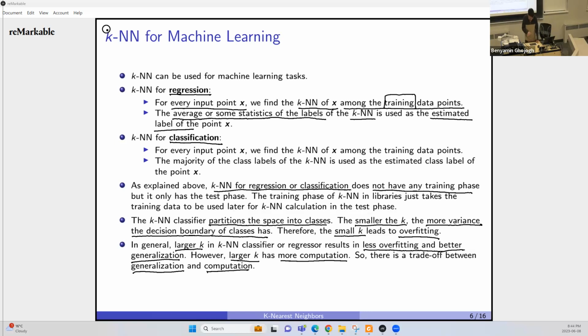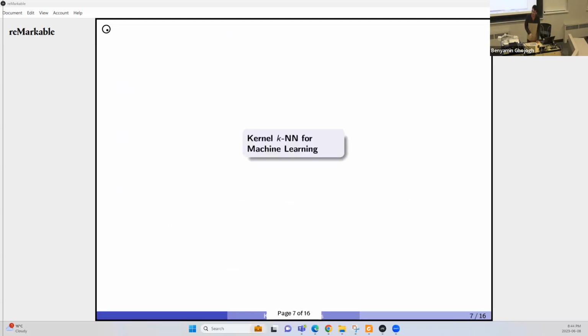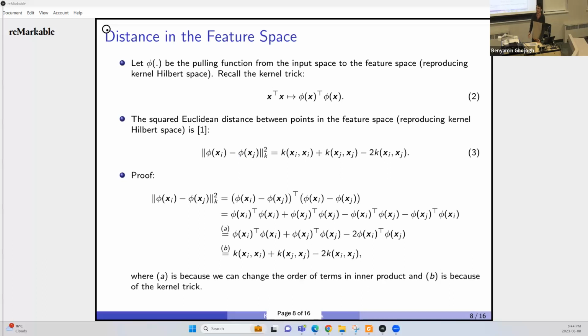I know these are too simple, but now it becomes a bit interesting. Kernel KNN. We talked about kernel SVM, kernelization, and now let's talk about kernel KNN for machine learning. We can kernelize the KNN algorithm. Let phi be the mapping function from the input space to the feature space, or reproducing kernel Hilbert space.